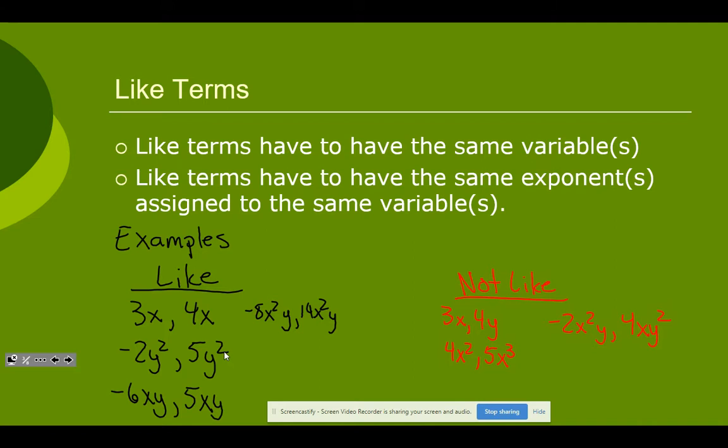If you look over to the red, where we have the not like terms, especially the one that's furthest to the right, we have negative 2x squared y and 4xy squared. They have the same variable and same exponent. However, the squared part is with the x in the left term and the y in the right term. That's what makes them unlike terms.